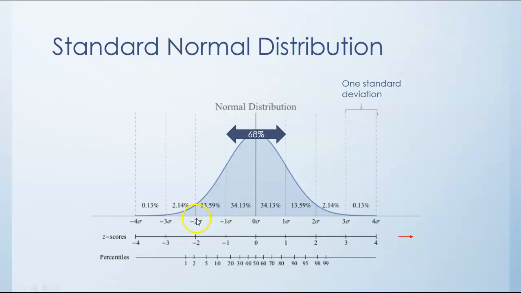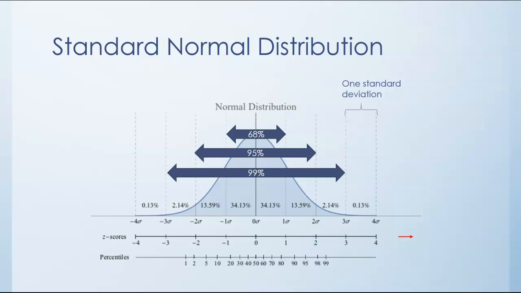Now let's look at from -2 to +2. So that's 2 standard deviations away from my mean. We would expect 95% of our data to lie within 2 standard deviations of our mean. And then if we go out 3 standard deviations, we expect 99% of our data to lie within 3 standard deviations of our mean.